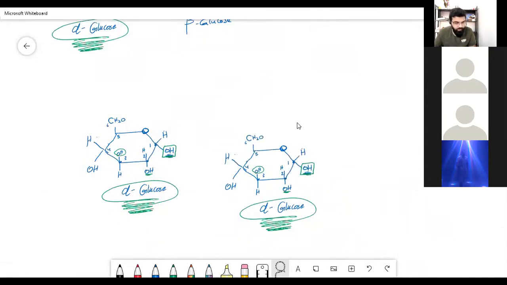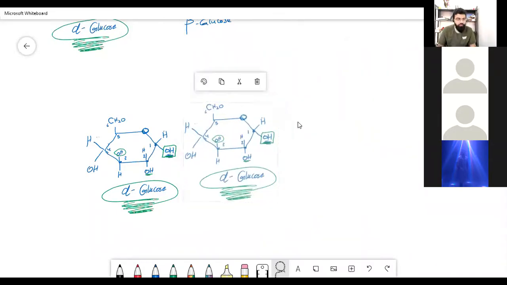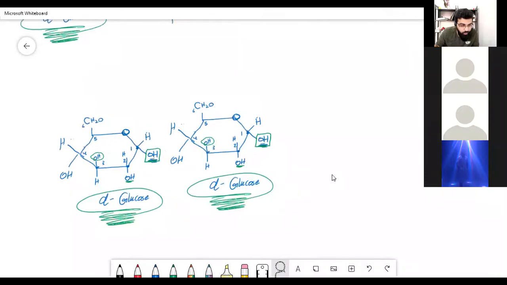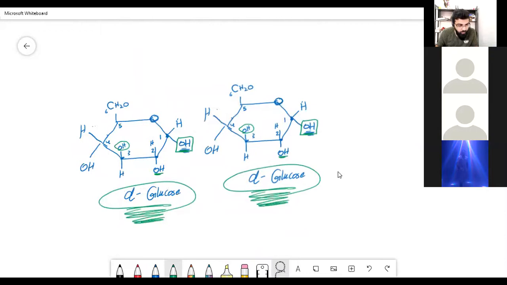Paste. Okay, I have now two alpha glucoses, right? As you see, I'll bring them close to each other so I can link them together like this. How do two glucoses link together? Actually, the bonding between two glucoses occurs between carbon number 1 and carbon number 4. This is carbon number 1 and carbon number 4 on the other one.